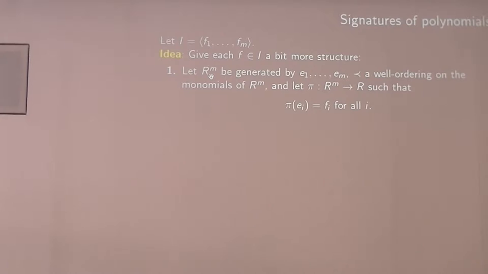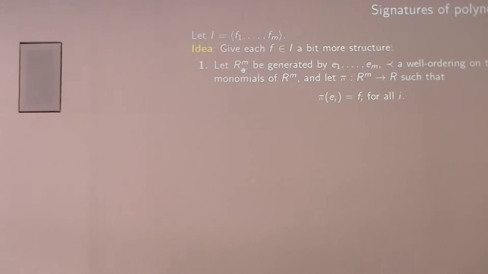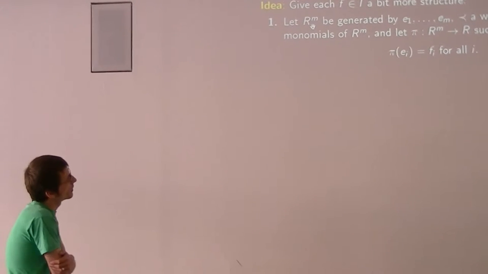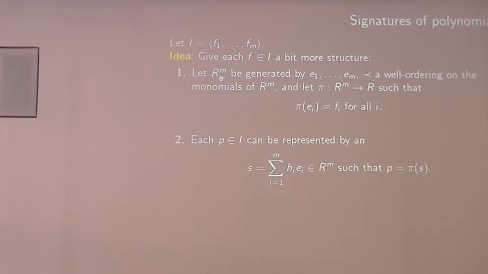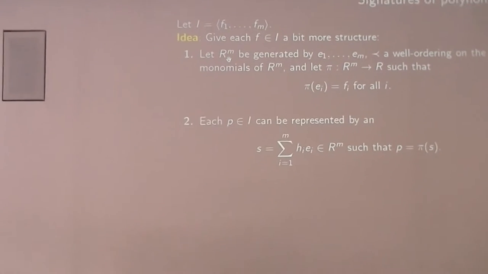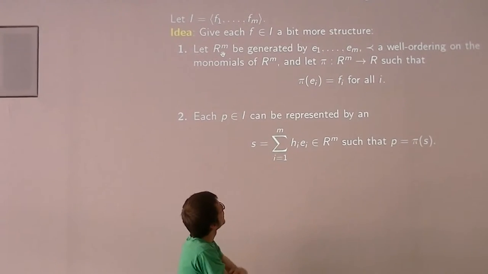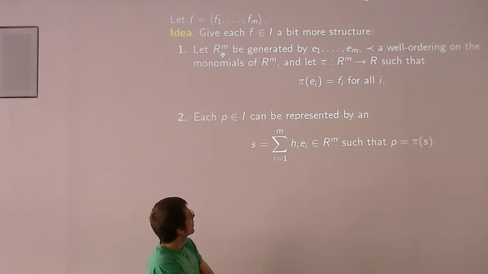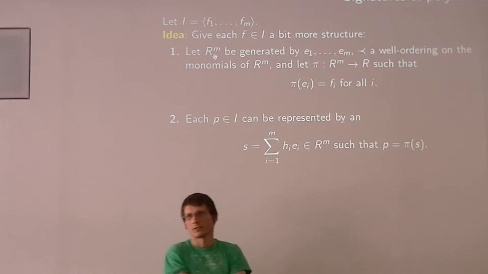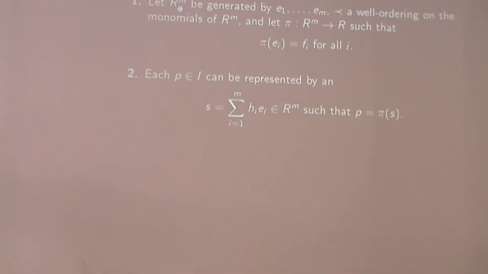Let's say we have a well ordering on the monomials in R^m, and we have a map pi from R^m to R, such that each canonical generator ei is mapped to fi. Now each element, let's say P in my ideal I, can be represented by such an element S, which is a linear combination of these canonical generators, so by an element in R^m, if I enforce that pi of S is equal to P. And of course this is not a unique presentation, but I find infinitely many such elements S.